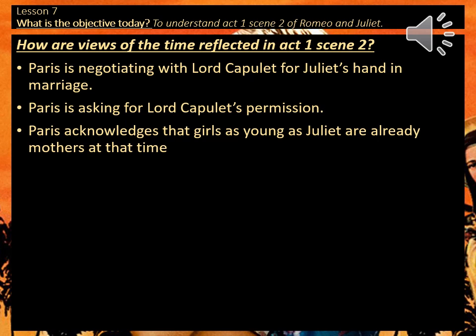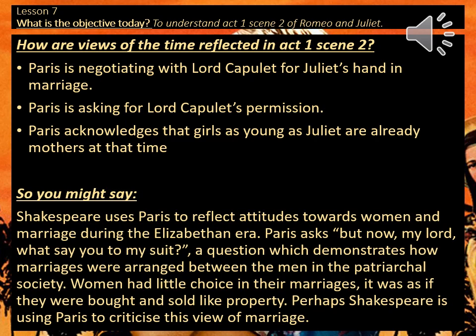And Paris acknowledges that girls as young as Juliet are already mothers at the time. And as we said before, girls as young as Juliet were already mothers and married at the time. So if we were going to write about that, you might say, Shakespeare uses Paris to reflect attitudes towards women and marriage during the Elizabethan era.